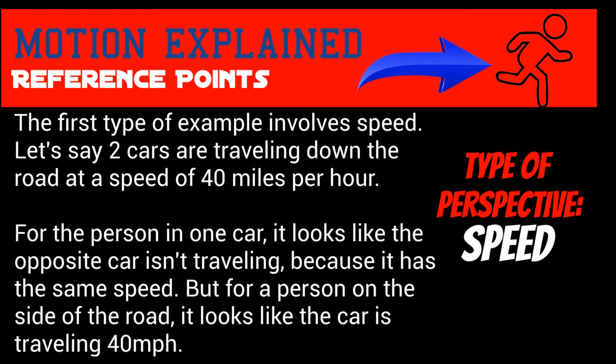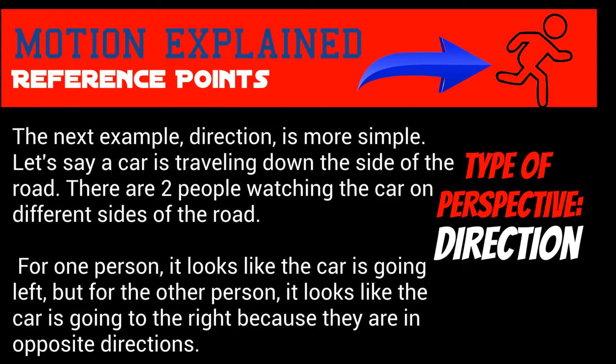Let's say two cars are traveling down the road at a speed of 40 miles per hour. For the person in one car, it looks like the opposite car isn't traveling because it has the same speed. But for a person on the side of the road, it looks like the car is traveling 40 miles per hour. The next example, direction, is more simple.